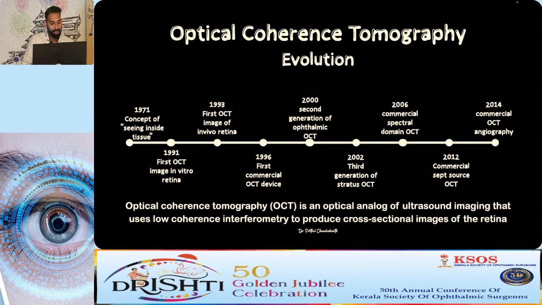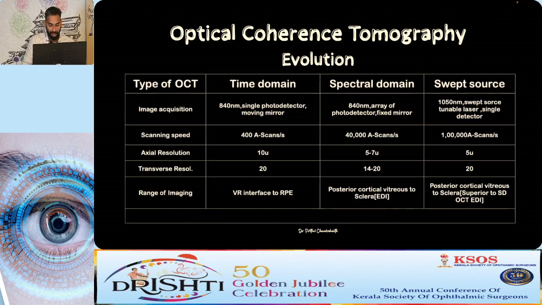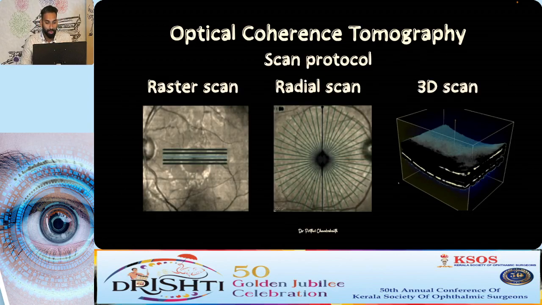So evolution: it was 1971 when we started seeing inside the tissue, and by this time we have many other principles, that is time domain, spectral domain, and swept source. The most recent being the swept source, which gives the best resolution compared to the other ones, almost 5 microns. The speed of acquisition is also more, and the wavelength is 1050 nanometers. So this is the evolution, and then what are the protocols of scanning?